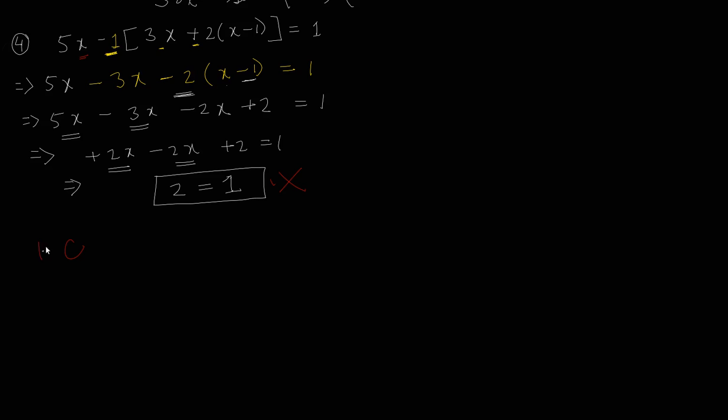It's called inconsistent equation. Okay, so this type of equation is called inconsistent equation. So this is another type of equation. So let us now try to solve our last problem for this video. So let's see problem number 5.